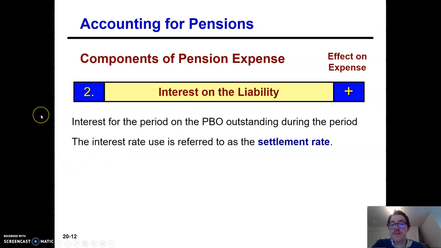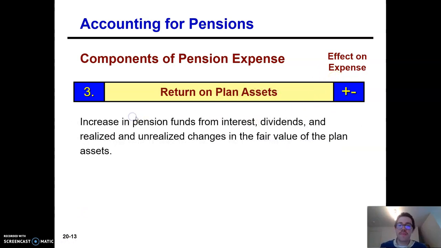The other component is interest on the liability. So the interest for the period on the PBO, you may remember the PBO from the last video, the projected benefit obligation. That just means the total liability for your whole pension plan. We're going to use an interest rate to accrue interest on that, like we would do for any long-term liability: a bond payable, a mortgage payable, a note payable. It's the same thing. The interest rate we're going to use is just called the settlement rate. It just has its own name, that's all. So this is going to increase your pension expense. We're going to accrue interest on it.